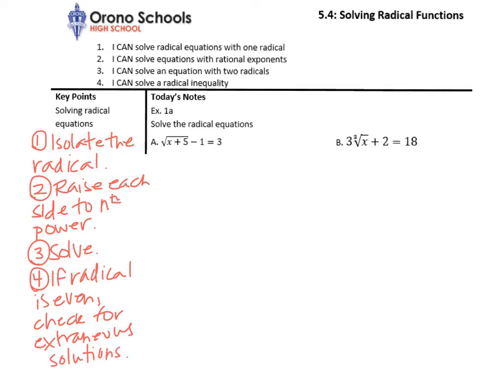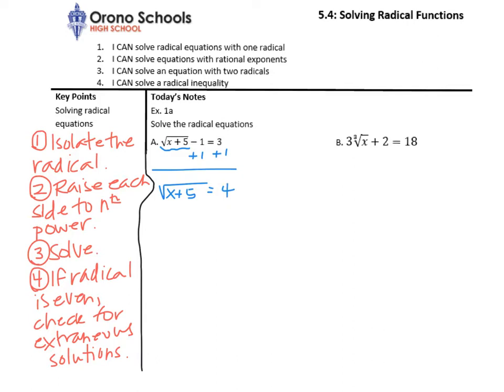Okay, taking a look at the two examples on the right, I'm just going to make sure I have some room. The first example, the square root of x plus 5 minus 1 is equal to 3. We want to isolate the radical. That means we want to get this entire thing by itself first. To move negative 1 to the other side, the opposite operation is to add 1. And we have the square root of x plus 5. On the right, we have 4.